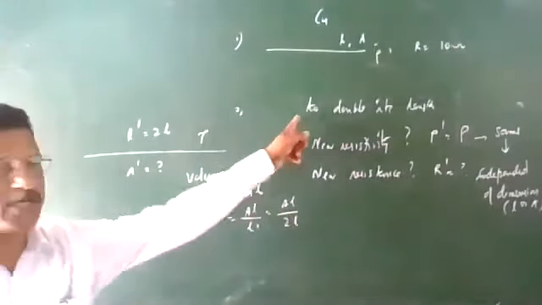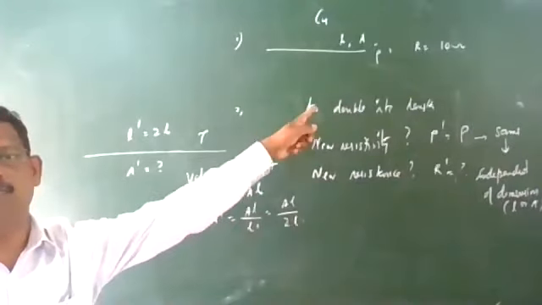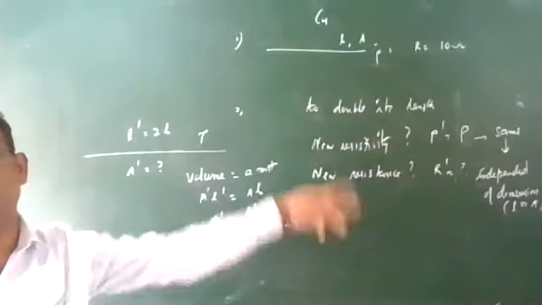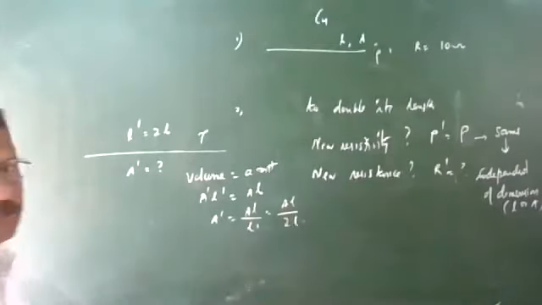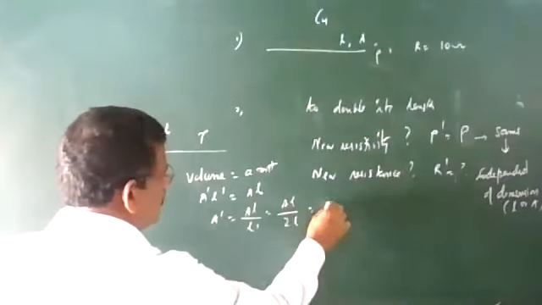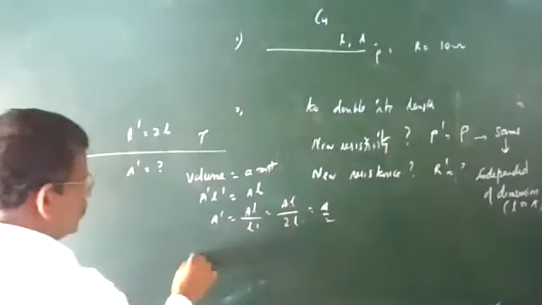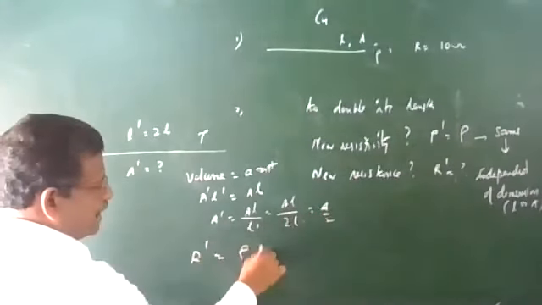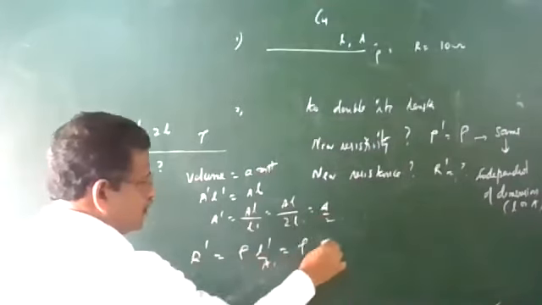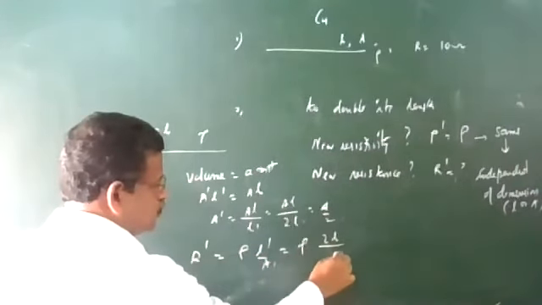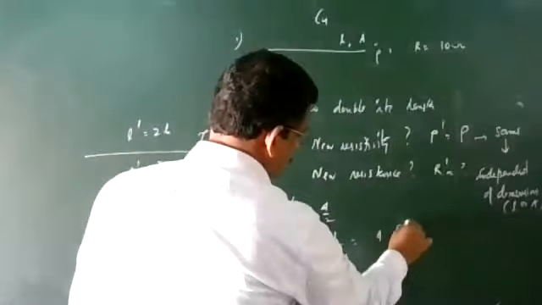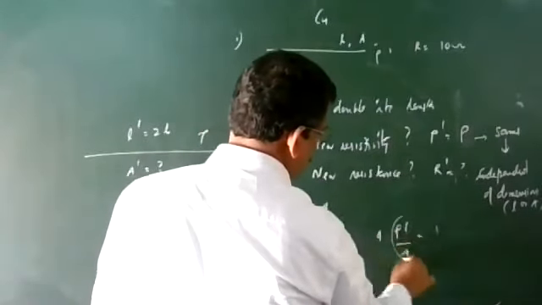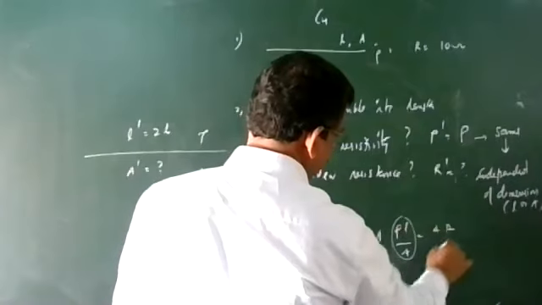L dash is 2L, so A dash is A by 2. So it is stretched to double its length. The new resistance is given by rho L dash by A dash, so rho into 2L divided by A by 2. That is 4 times rho L by A, the initial resistance. So the resistance becomes 4 times.